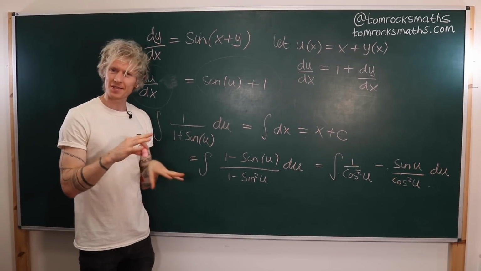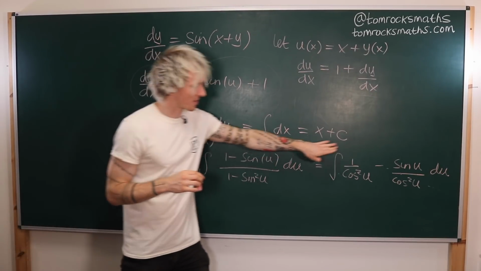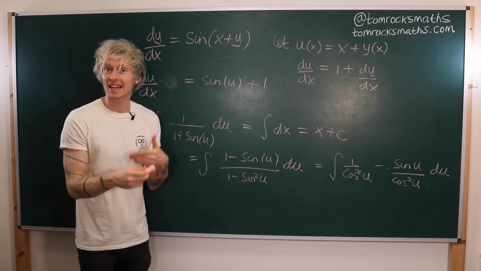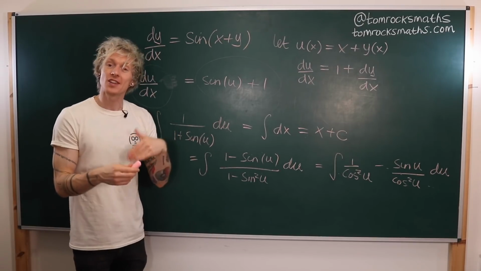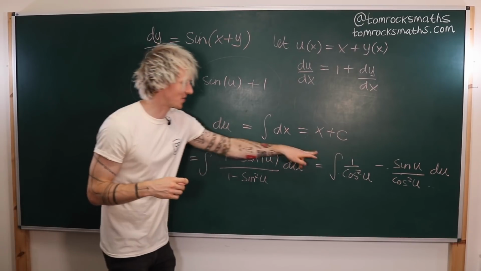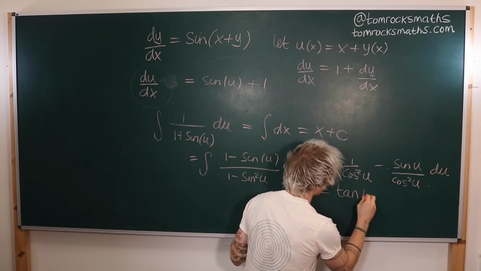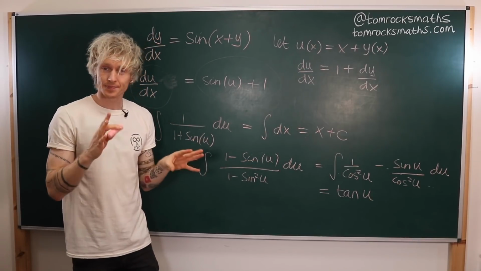Now these are not necessarily easy to spot, so I'll help you out. The first term here, 1 over cos squared, is of course equal to sec squared u. And what function differentiates to give sec squared? Well, that's just tan. So this first one integrates perfectly to give tan of u. Now the second term is a little trickier.